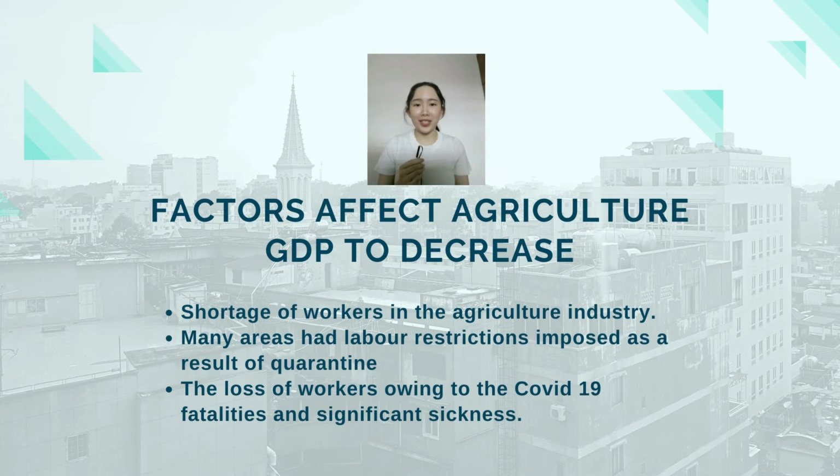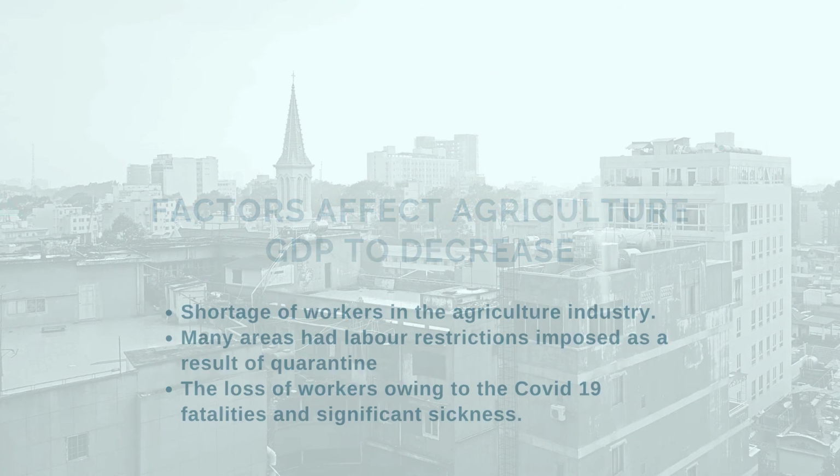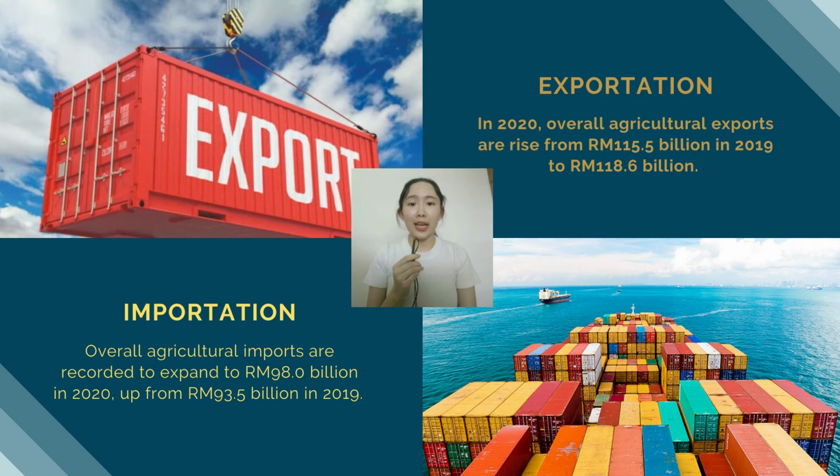So, what are the factors that cause agriculture GDP to decrease? Well, this may be caused by the shortage of workers in the agriculture industry. Besides, many areas had labor restrictions imposed as a result of quarantine. Then, the loss of workers owing to COVID-19 fatality and significant sickness is also a factor causing agricultural GDP to decrease. Now, we will look into the external trade in the agriculture sector.